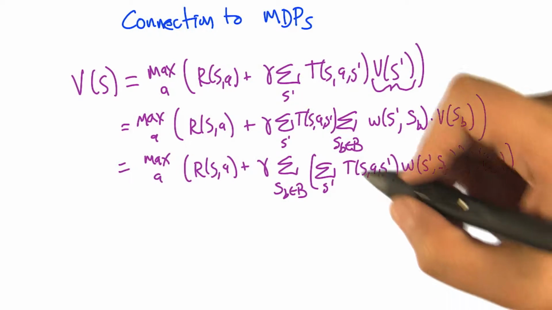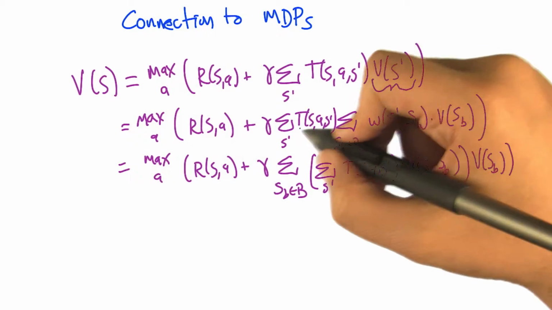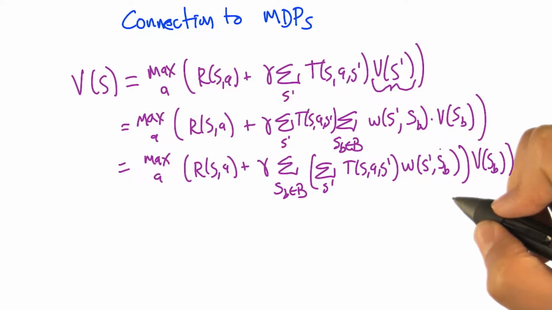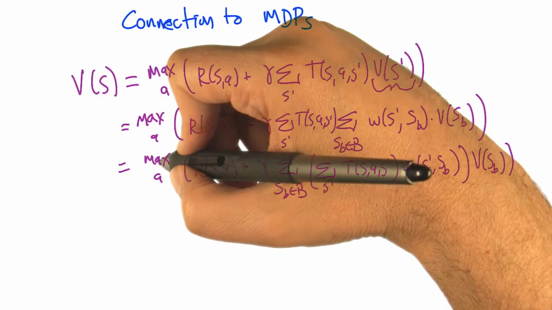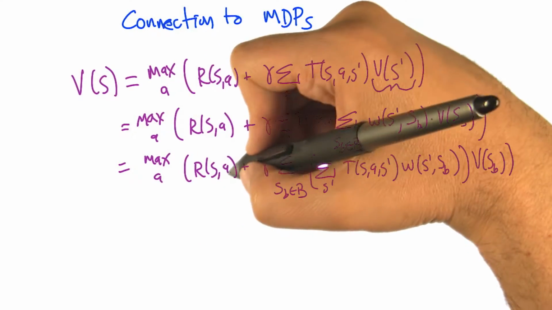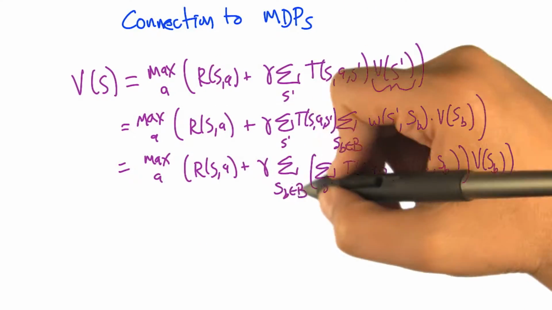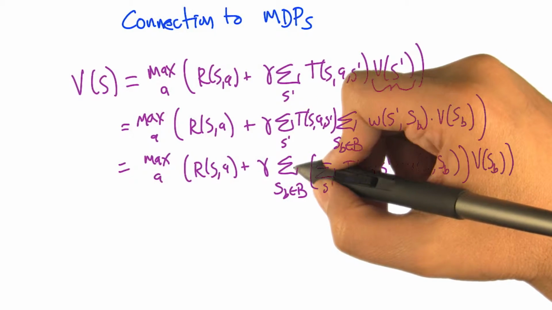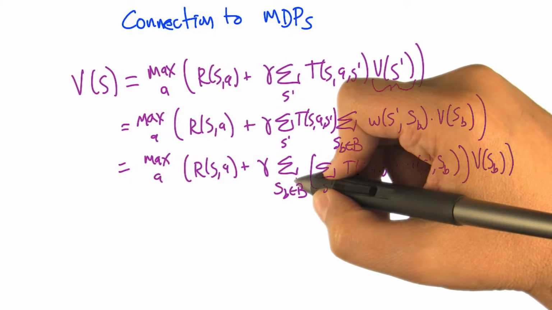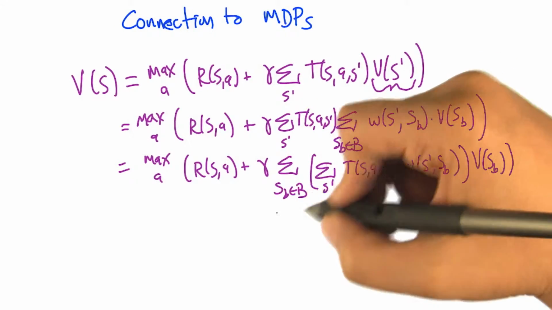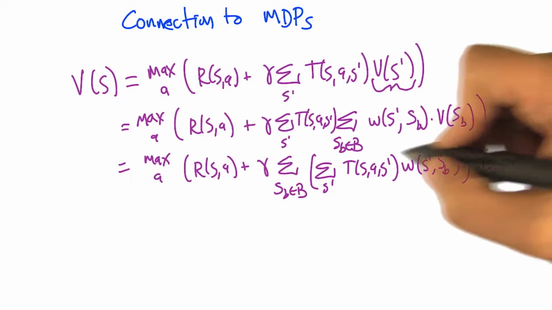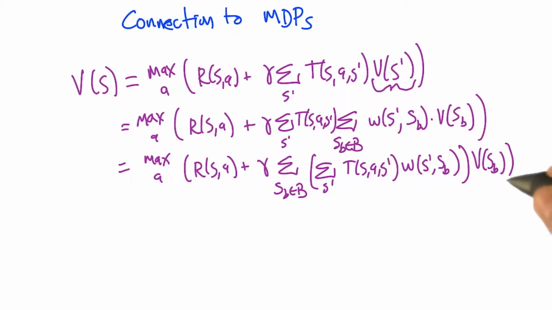So this is cool too, right? I just changed the order of summation and regrouped a little bit. So now we've got max over actions, the reward of that action for the state that we started in. Now we're summing, instead of over all next states, over just the basis points. We're multiplying some quantity times the value of the basis point.